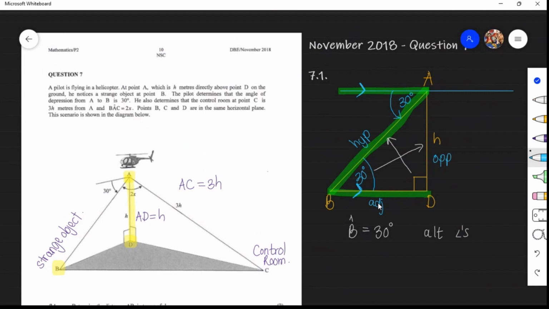Let us have a look at sine. So if we wanted to use sine, we can have sine of 30 degrees is equal to the opposite, which is h, over our hypotenuse, which is what we are looking for. So if we use sine, we're using h, we're using AB. We need AB in terms of h. So because h and AB are both within that identity, it is possible for us to use the sine identity. So let us use both methods.